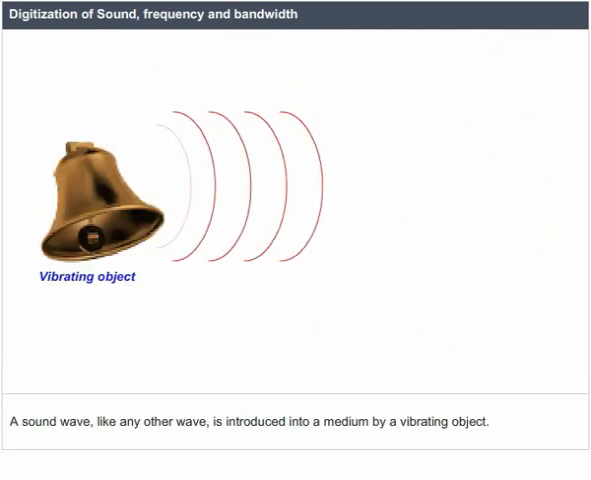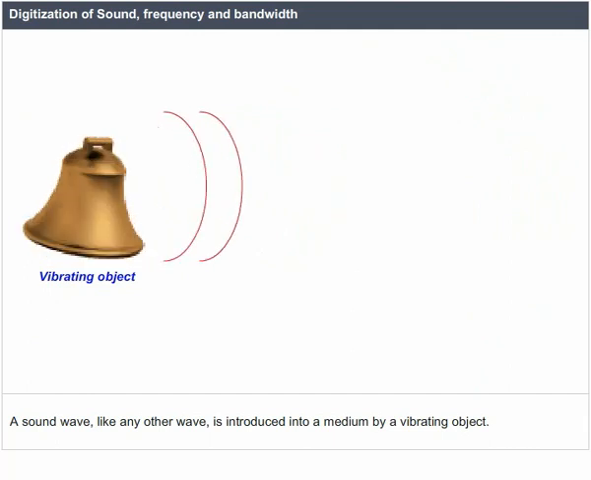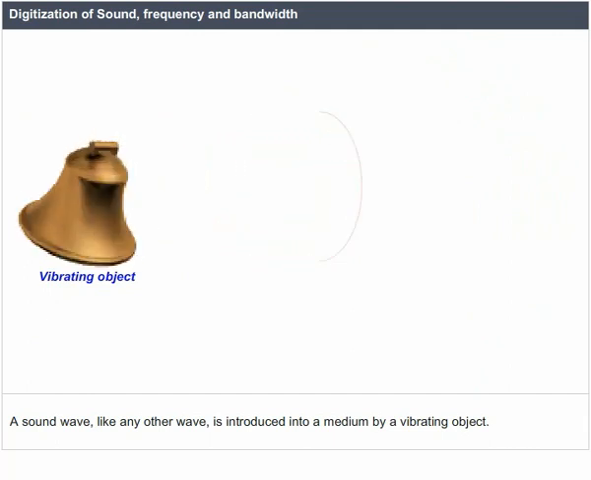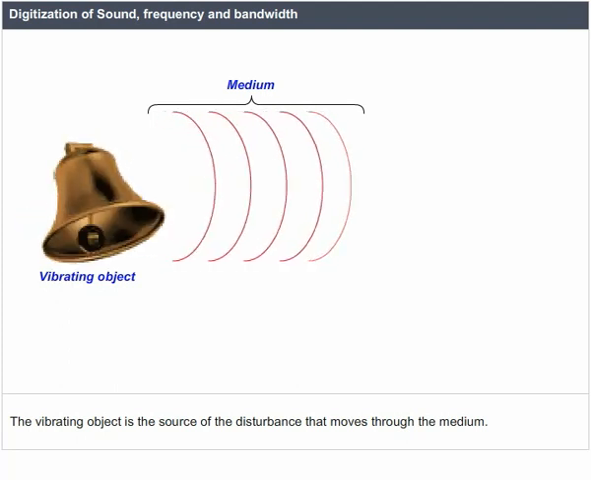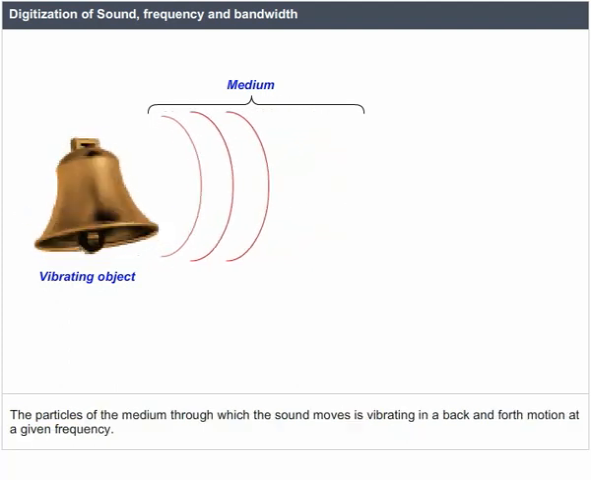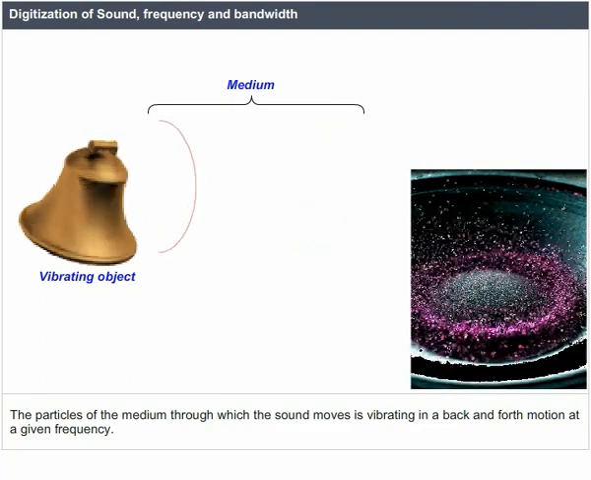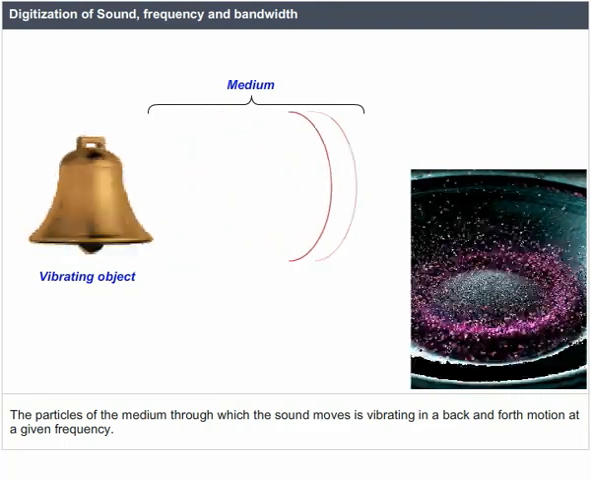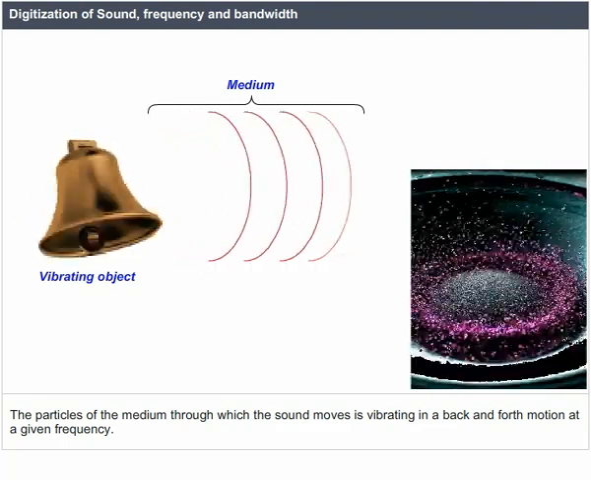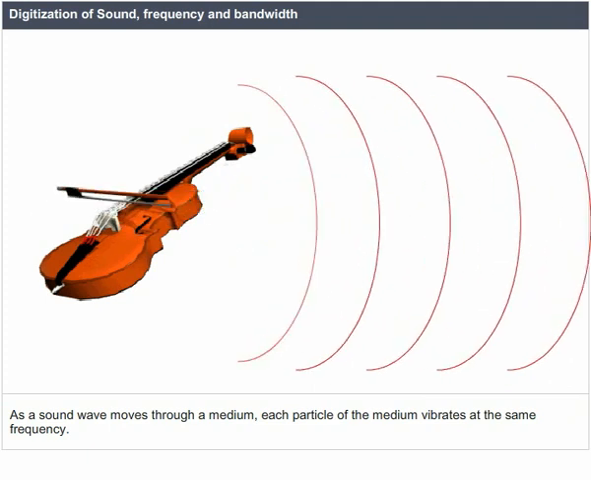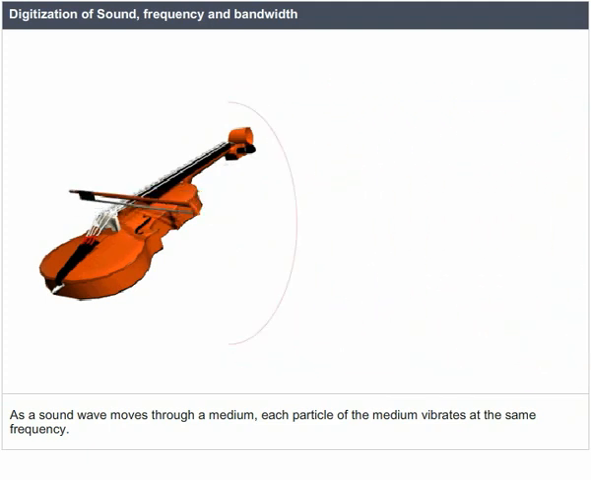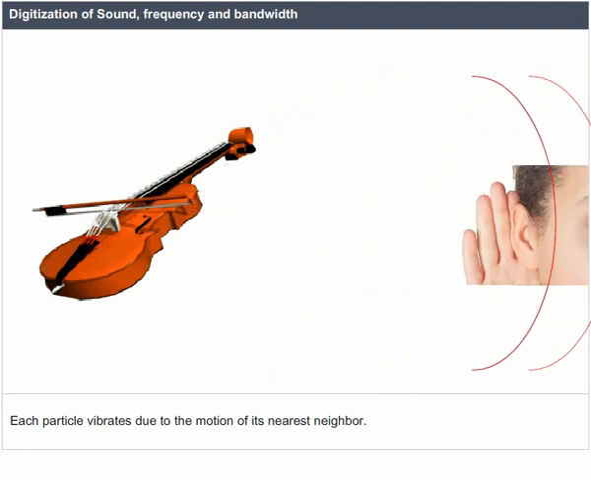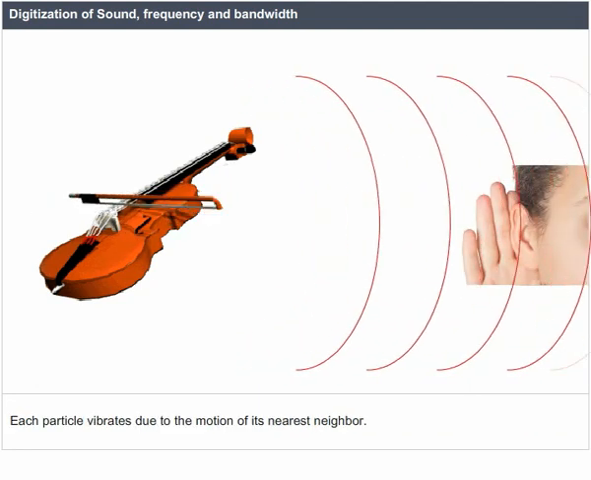A sound wave, like any other wave, is introduced into a medium by a vibrating object. The vibrating object is the source of the disturbance that moves through the medium. The particles of the medium through which the sound moves are vibrating in a back and forth motion at a given frequency. As a sound wave moves through a medium, each particle of the medium vibrates at the same frequency. Each particle vibrates due to the motion of its nearest neighbor.